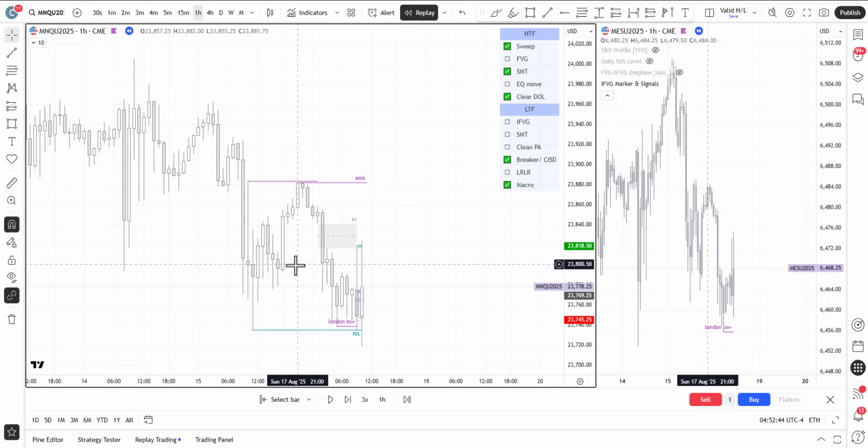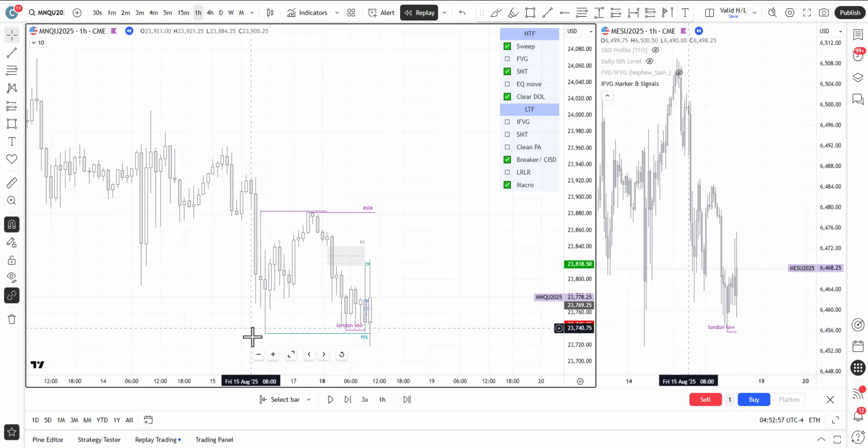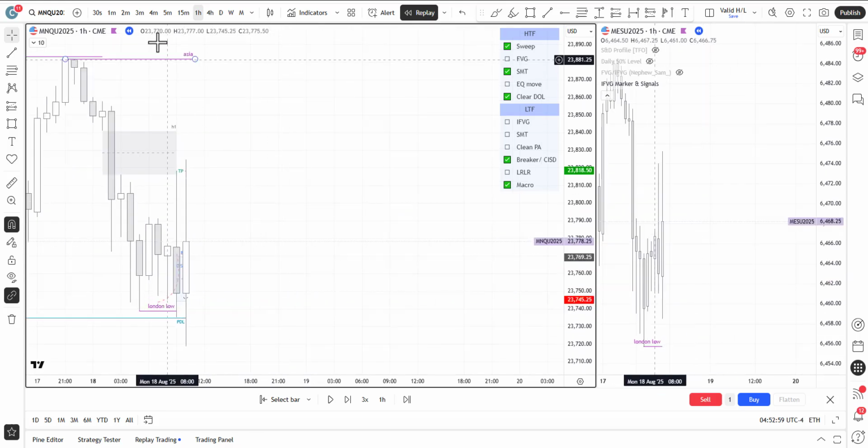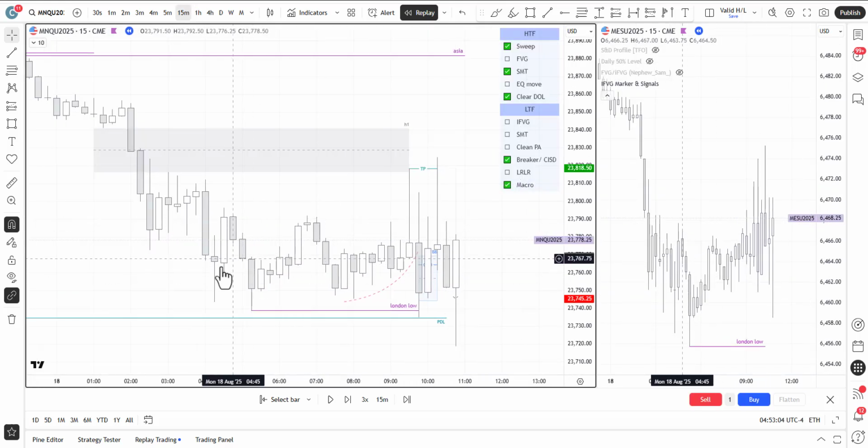So what happened? This was the Friday. Sunday opened, it went up, didn't take out this high, and then just sold off. So what do I see now? Then the previous day low is my ultimate target. If I go to the 15 minutes, when London opened, nothing really happened.